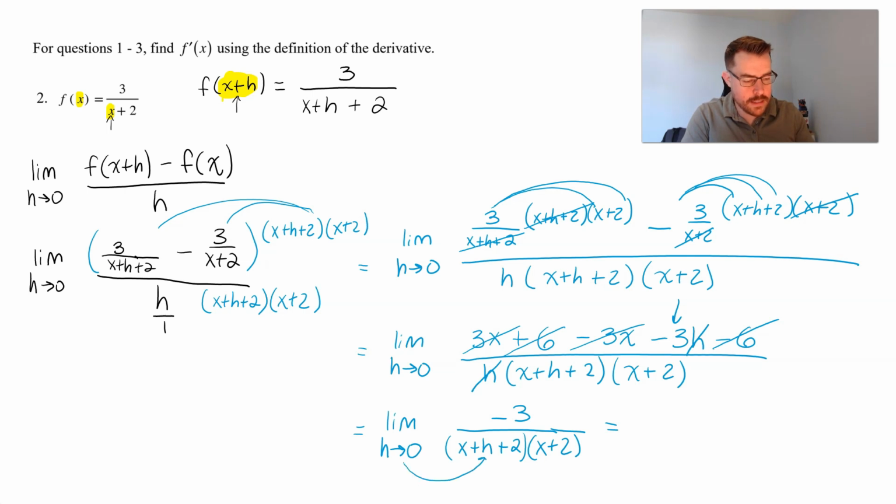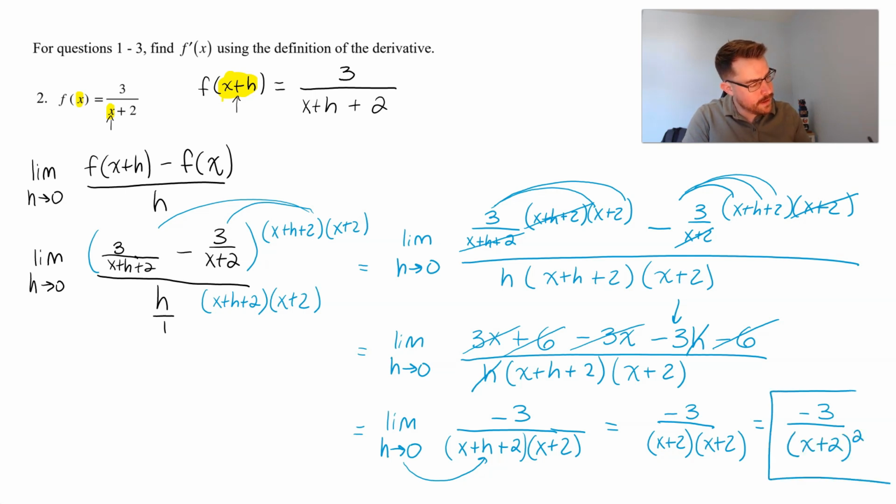So the final step once you get here is you're just going to take the h as 0 and substitute that in for h. So this becomes negative 3 over x plus 0 plus 2, which is just x plus 2. And then we have the second x plus 2 here. And so we can rewrite that as negative 3 over x plus 2 times x plus 2, which is like x plus 2 squared. And now we've found the derivative using the definition of the derivative.